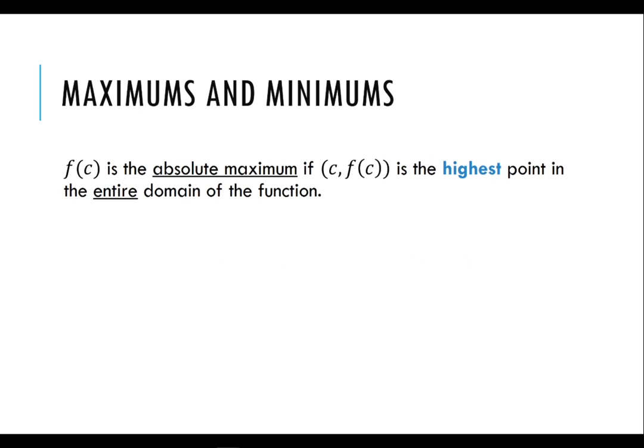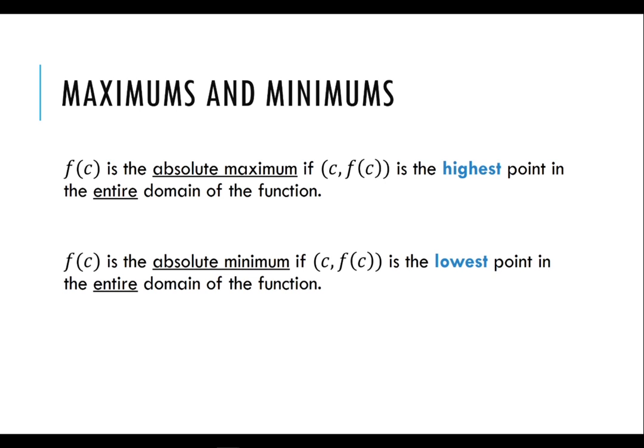F of c is the absolute maximum if f of c is the highest point in the entire domain of the function. And so once you know the domain, if it is the absolute largest value for the entire function, it's an absolute maximum. F of c is the absolute minimum if f of c is the lowest point in the entire domain of the function. That is, if everywhere on the graph one point is lower than all other points, it's an absolute minimum.